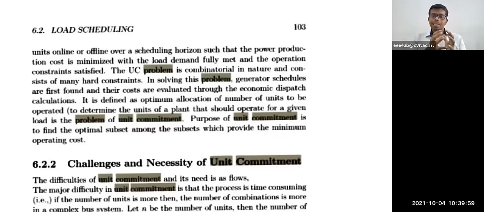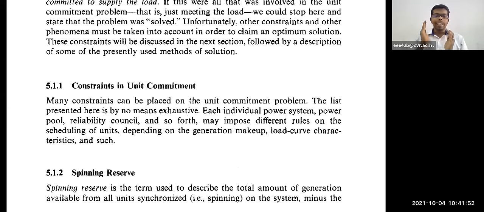So if the generating units increase, say all over the state or the region, where you are going to commit the generating units, that might be one of the most complex problems ever solved. Why? Because the unit size will also be increasing, so the commitment will also be increasing. You can see how complex it is. The main purpose of the unit commitment problem is to find the optimal subset among the subsets which provides the minimum operating cost. Similar to the economic load dispatch problem, what are the constraints in the unit commitment problem?